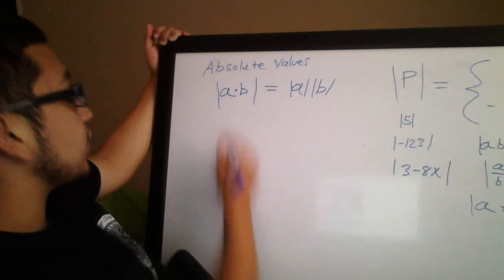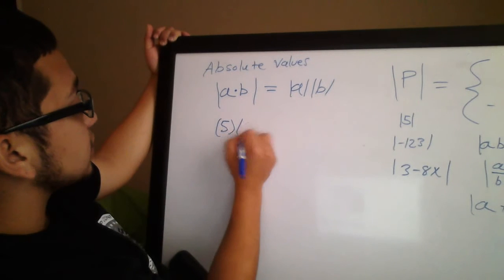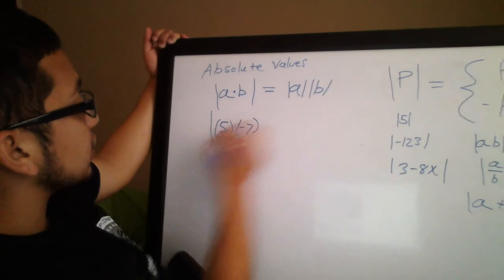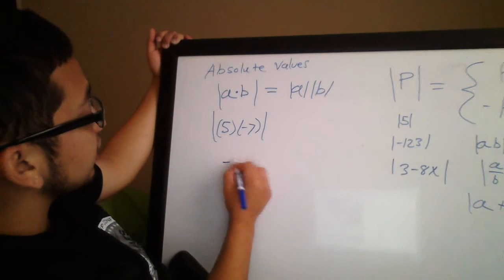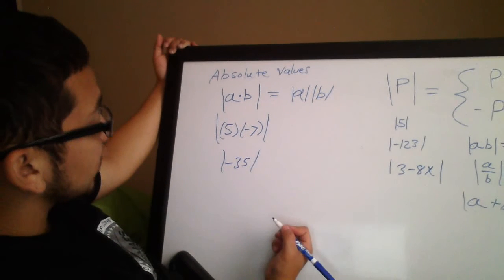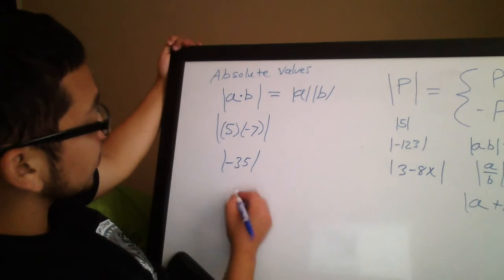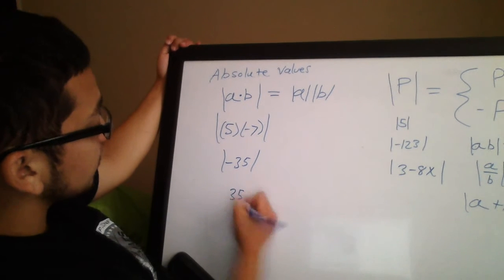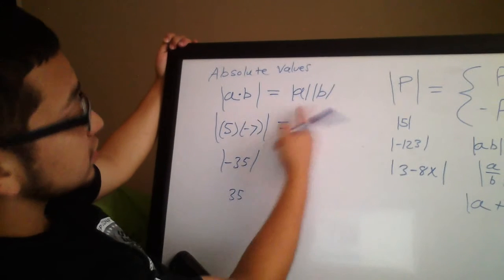So if we had 5 times negative 7, what's the absolute value of that? Well, that means we're going to have negative 35 on the inside. What's the absolute value of negative 35? Well, it's negative, so I just need to multiply by another negative, so negative times negative is a positive, that gives me 35.